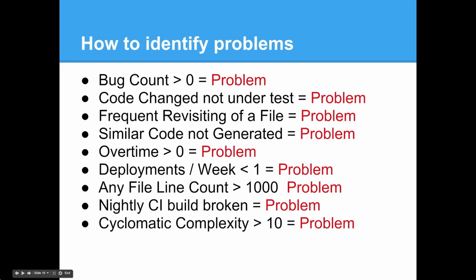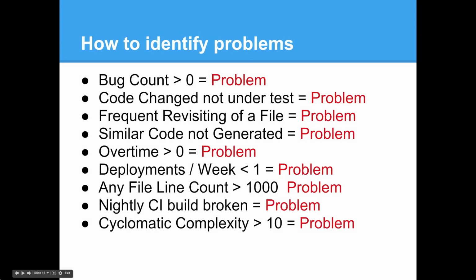You can say, what are my bugs? What code was changed that wasn't under test? That's probably broken now. Frequent revisiting of a file, that's probably a problem area. Similar code that's not generated: we're wasting time developing the same thing repeatedly. Deployments per week less than 1 means that we're not getting enough information. Overtime greater than 0: we're unhappy and we're writing less maintainable code.